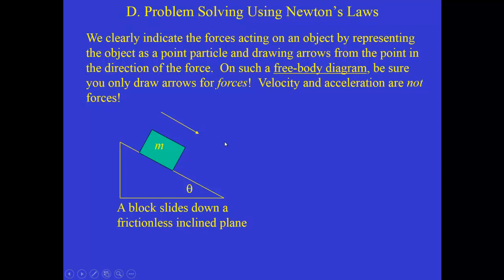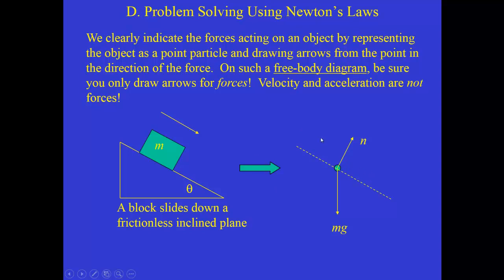But when we go to draw a free body diagram, we represent the block as a point particle. We draw in the surface of the inclined plane as a dotted line, and we indicate the only two forces that are truly acting on this object. The first is the force of the Earth pulling down on the object, and that's indicated by the downward arrow with magnitude mg. We also call this the weight of the object. Then the object resting or sliding on the inclined plane experiences a force that's perpendicular to the surface of contact, and we call that a normal force, normal being a synonym for perpendicular.